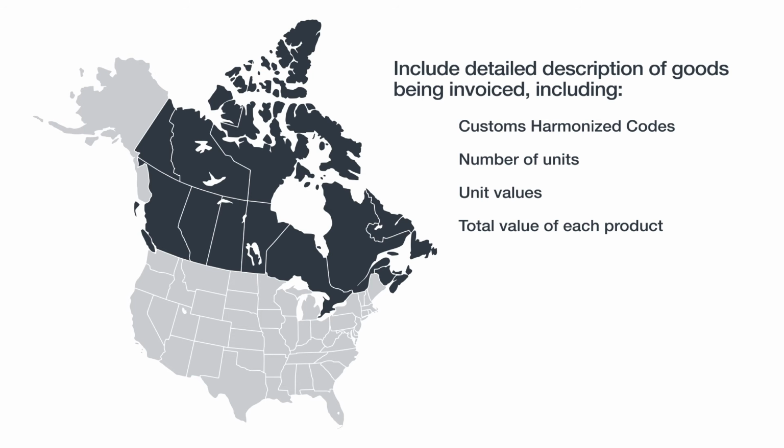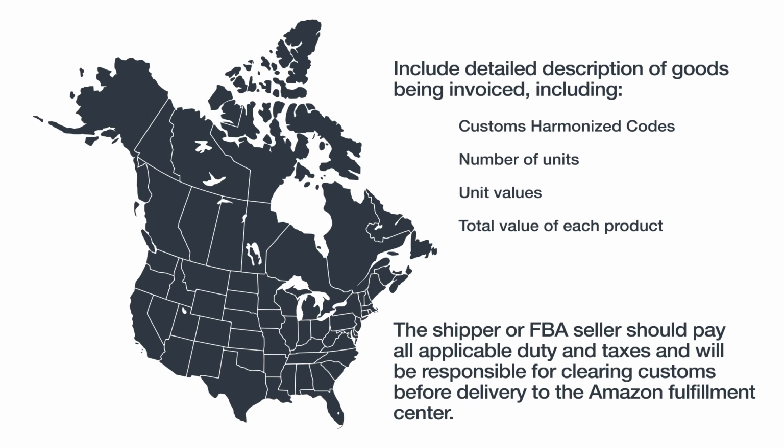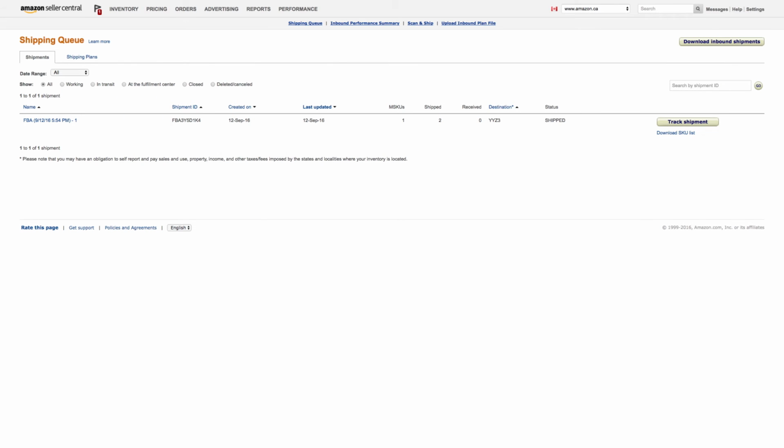For terms of sale, the shipper or FBA seller should pay all applicable duty and taxes and will be responsible for clearing customs before delivery to the Amazon Fulfillment Center. Sellers are not authorized to import goods in Amazon's name or show Amazon as the declarant or importer of record on the customs entry documentation.